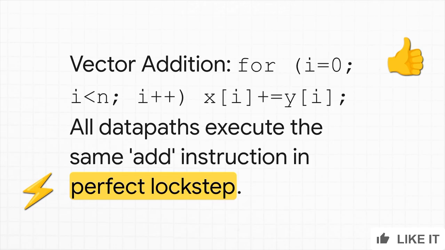A simple for loop, right? Adding one list of numbers to another. Every single step of that loop is the exact same operation, x of i plus y of i. All those little data paths can just line up and execute that add instruction in perfect unison. This kind of problem is what's known as data parallelism, and it's what SIMD was born to do.